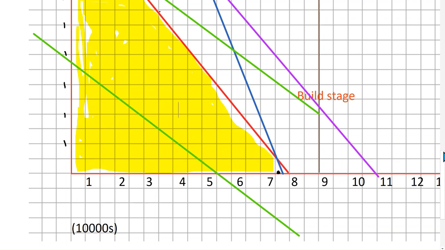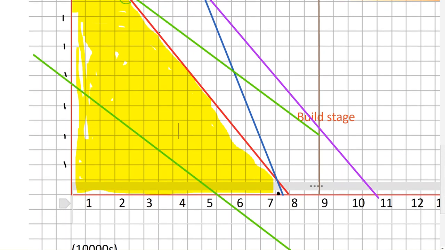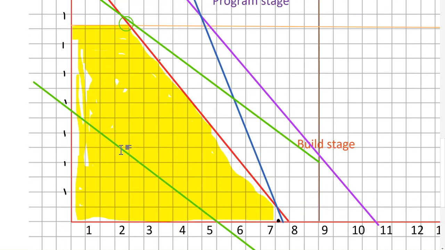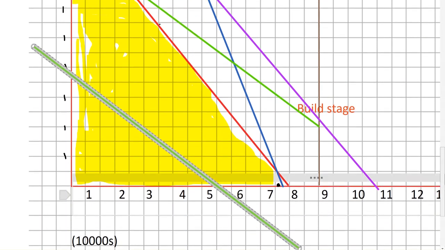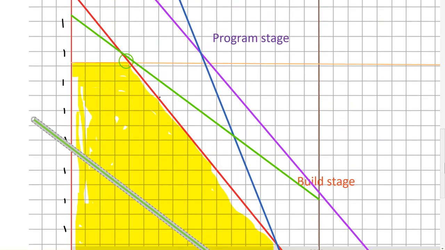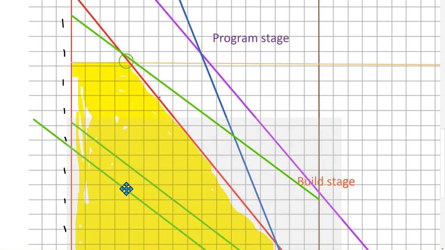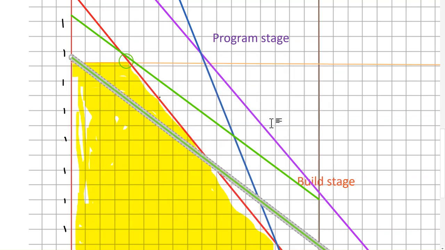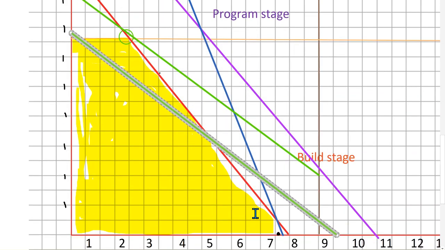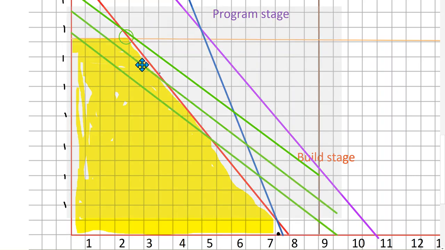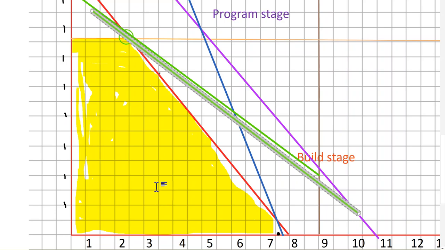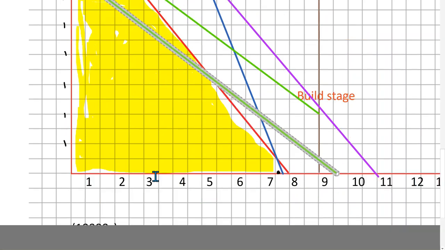Now, we take this line and drag it. In a paper-based exam, you would do this with a ruler. You just take a ruler and drag it. You see which corner it exits last. You can see it has exited these corners, so they are not optimal points. It has exited this corner as well. The last corner it exits is this one, so that is our optimal solution.